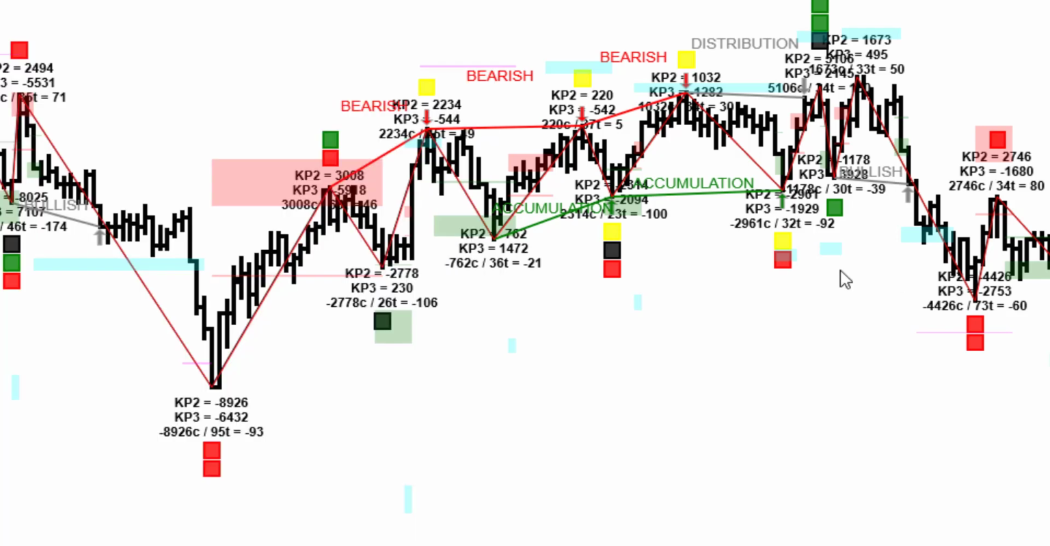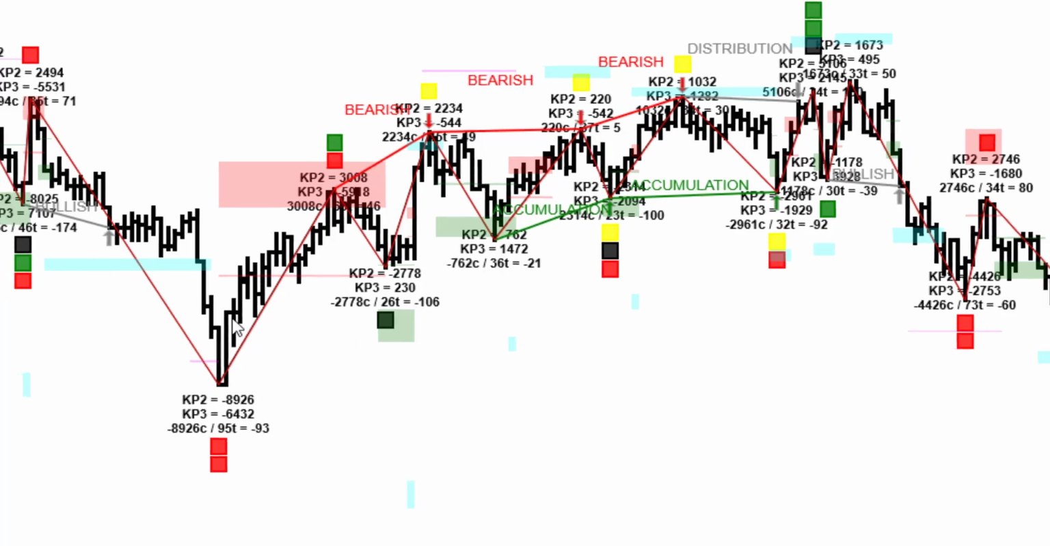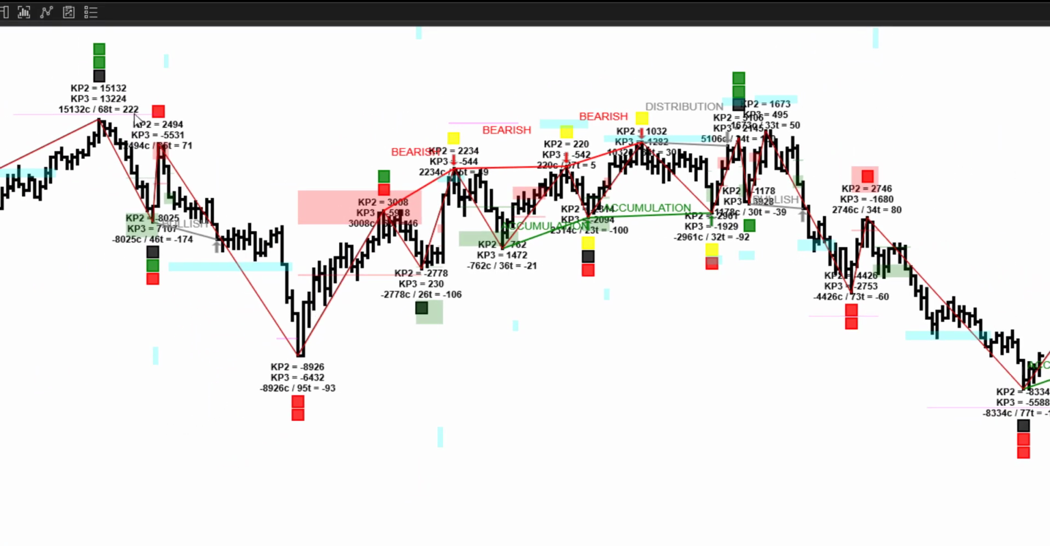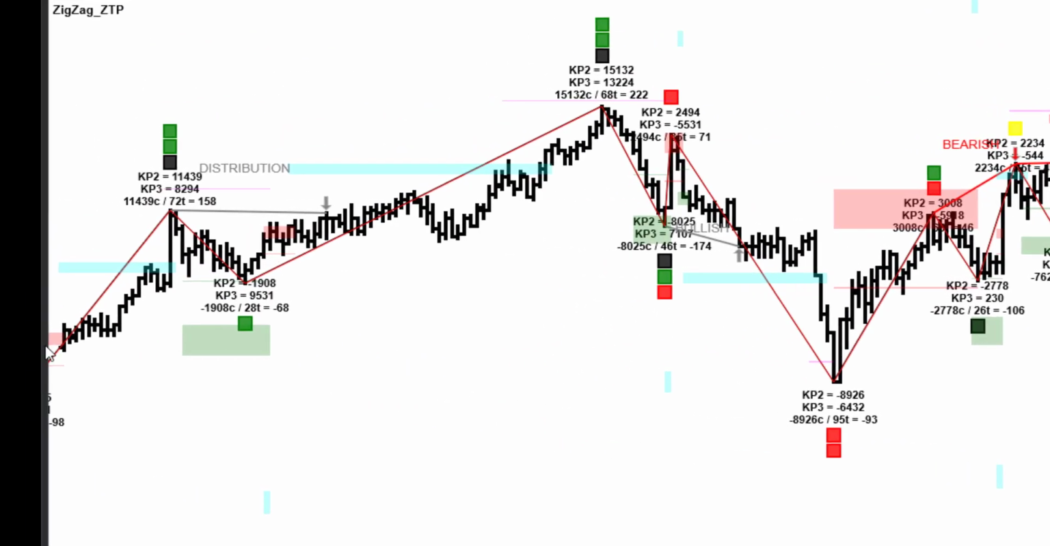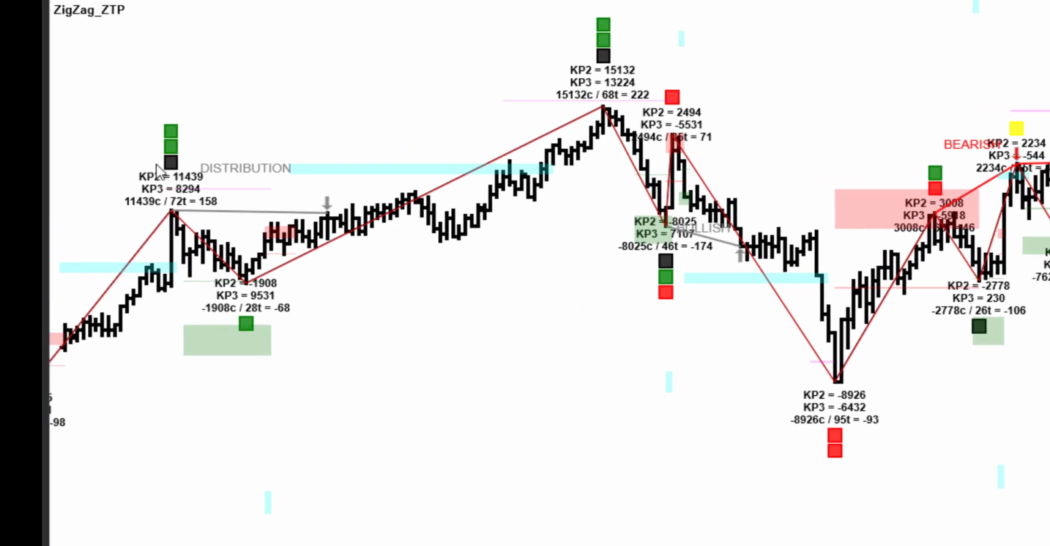What is important to me when I'm looking at something like this is that I'm looking for the KP2 ratios, because what they normally end up doing is giving us the highs and lows for the day. So as we can see here on the open, we created an initial black, but we traded down into a strong trend, and we had a green classification here because we had over 9,500 contracts on the KP3.